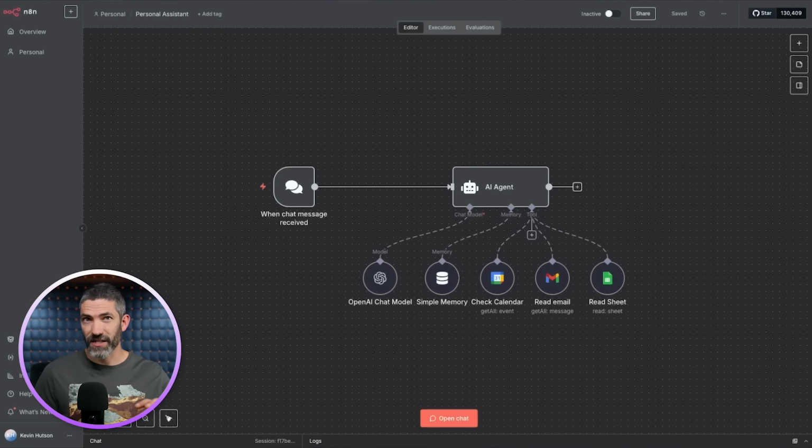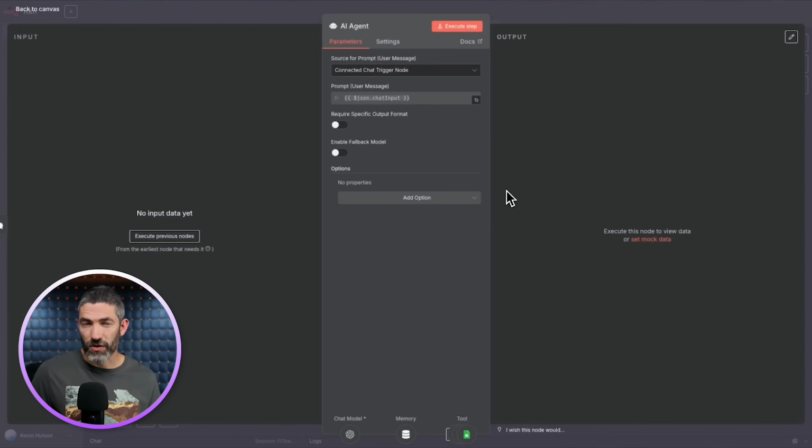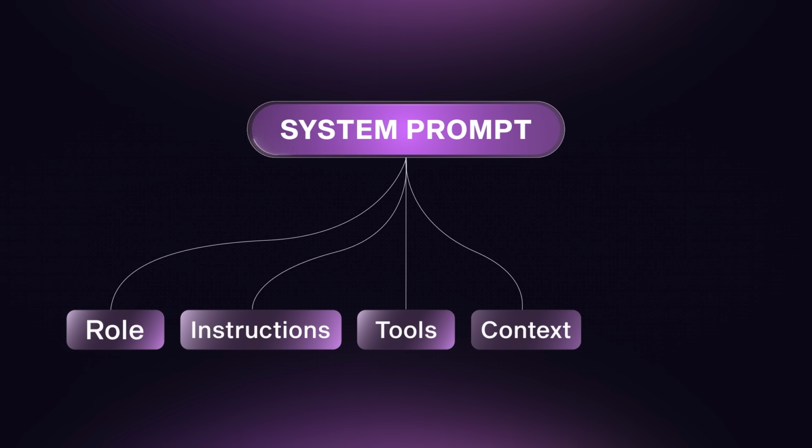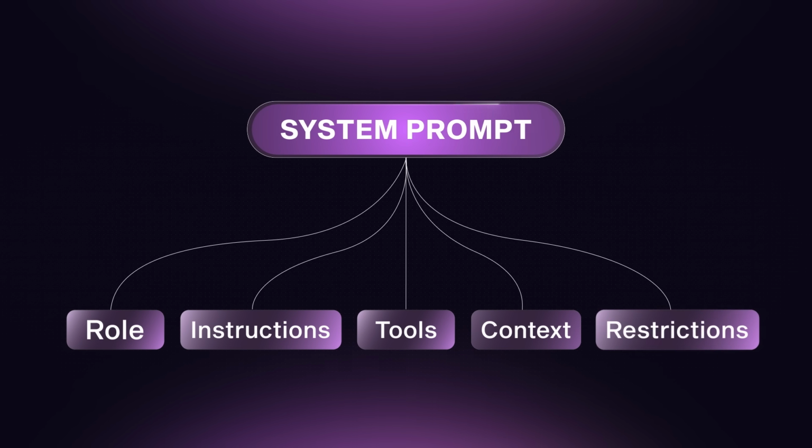But before that, the last important step we need to do is add a system prompt. This will be inside the AI agent node. We can give it custom instructions to guide what we want it to do. The main points to include in your system prompt are the role, in this case, a personal assistant, the instructions, what types of things you want it to do, the tools it has access to and when to use those tools, then any relevant context about you or your business, and any restrictions.